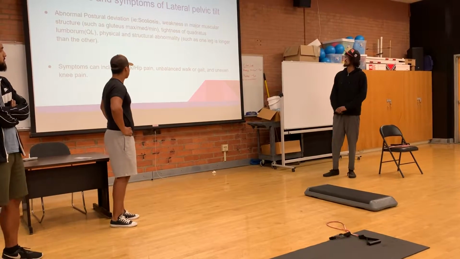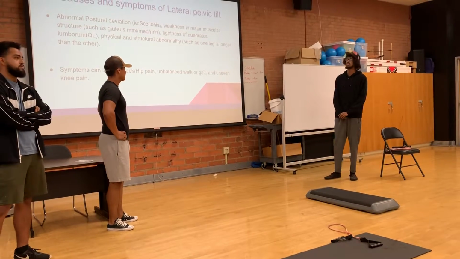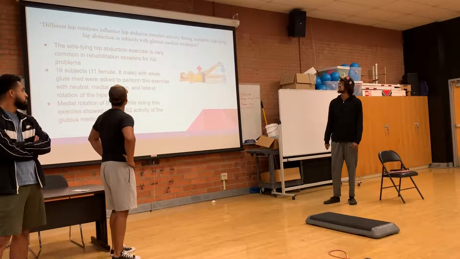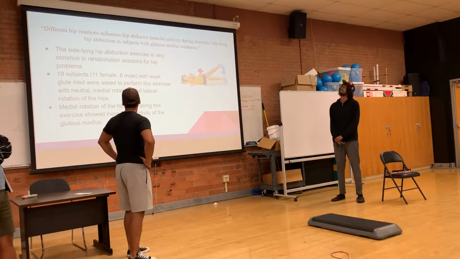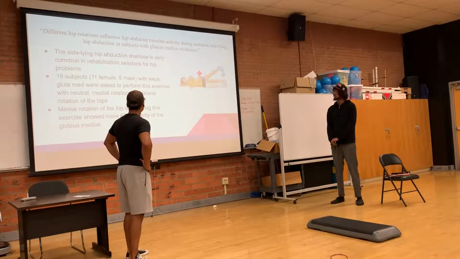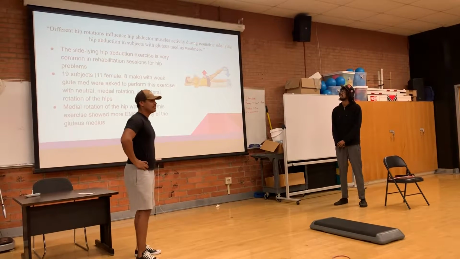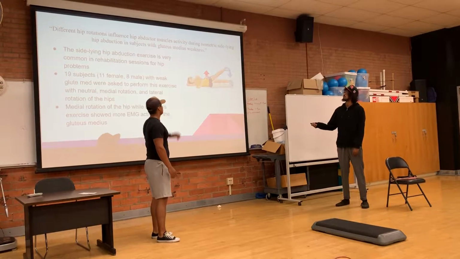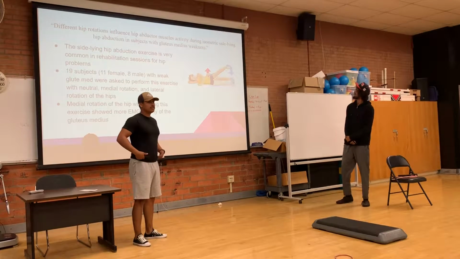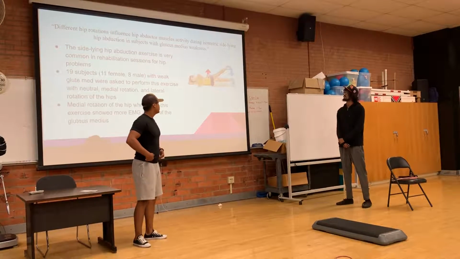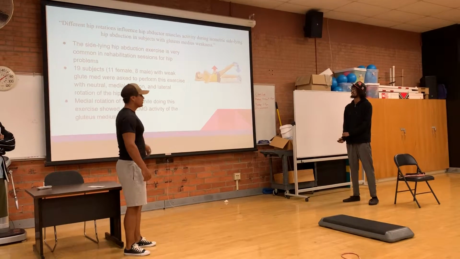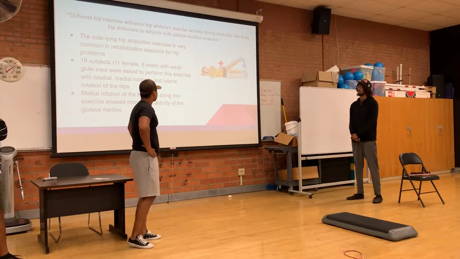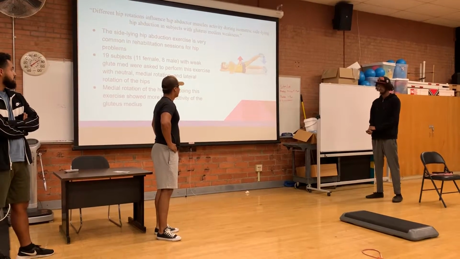Some of the symptoms that can be included are back or hip pain, an unbalanced walk or gait, or uneven knee pain. In our first article, 19 subjects participated, 11 female and 8 male, and they all had weak hip abductors. They were asked to perform the side-lying hip abduction exercise, tested with neutral hips, medial rotation of the hips, and lateral rotation. They concluded that medial rotation of the hip during that exercise had more EMG activity of the glute medius. So that's important to do for lateral hip tilt.